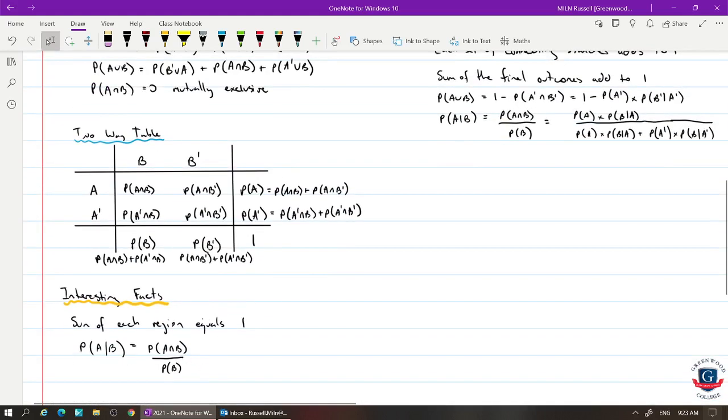If we wanted to find the sum of each of these regions, the sum of that region there is 1, the sum of this region here is 1, the sum of this region here is 1, the sum of that region there is 1. If we wanted to find the conditional probability, we would just look at B, so that's this column here. What part of that column has A in it? Well, it's just that bit there, so it would be that bit divided by that one. And it's quite an easy one to do conditional probability with, if you understand how the table works.